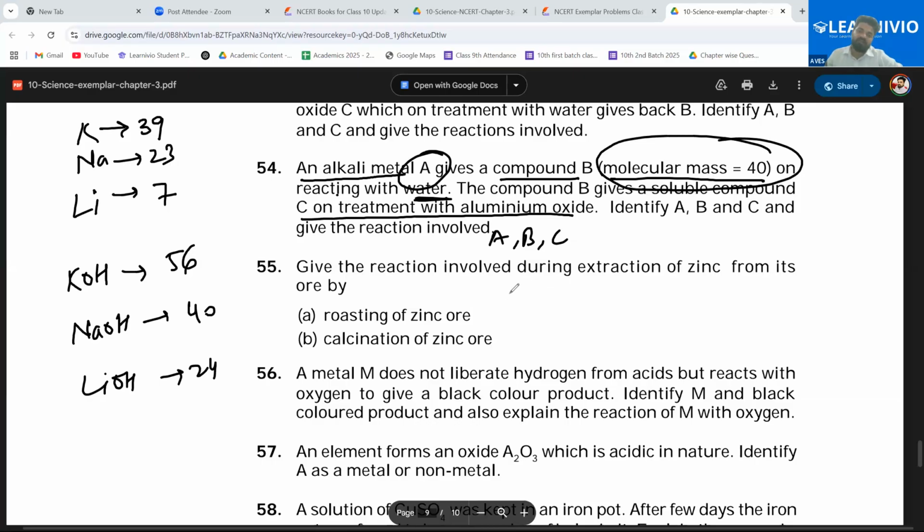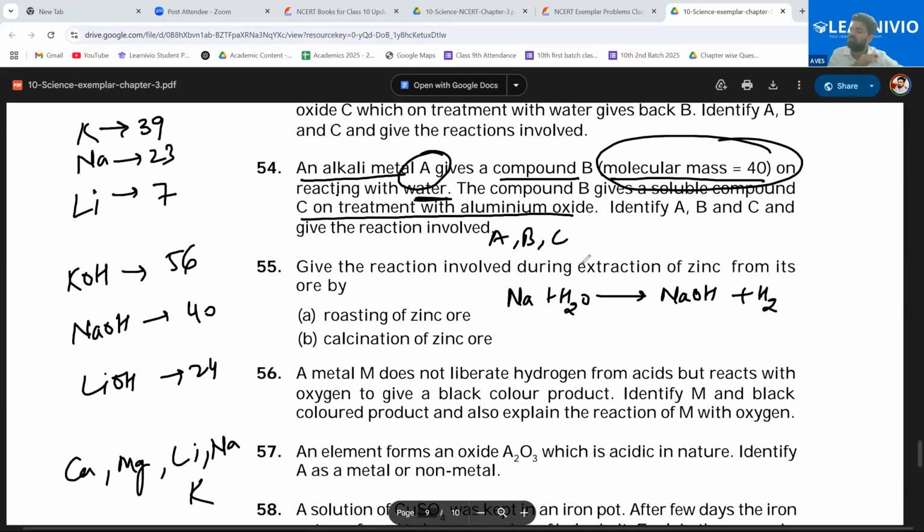So it is saying that compound A is Na. When it reacts with water, it will give you NaOH plus hydrogen gas. Only sodium, potassium, lithium, calcium and magnesium form hydroxide when reacting with water. Others form only oxide. Zinc, when reacting with water, will not form zinc hydroxide, it will form zinc oxide. Aluminium will form aluminium oxide, not aluminium hydroxide. Okay, so these metals form hydroxide.